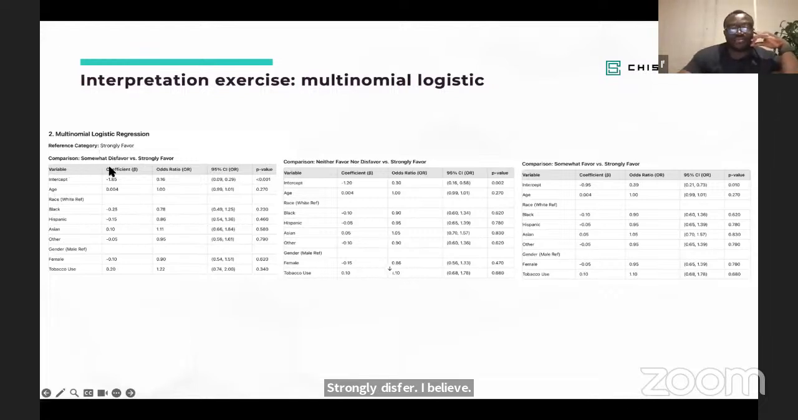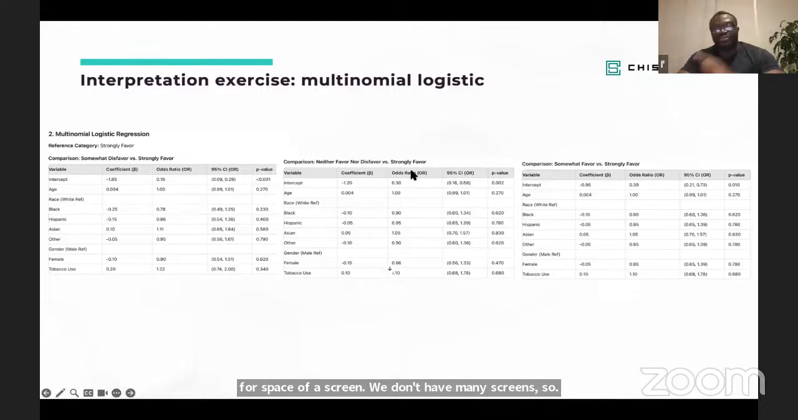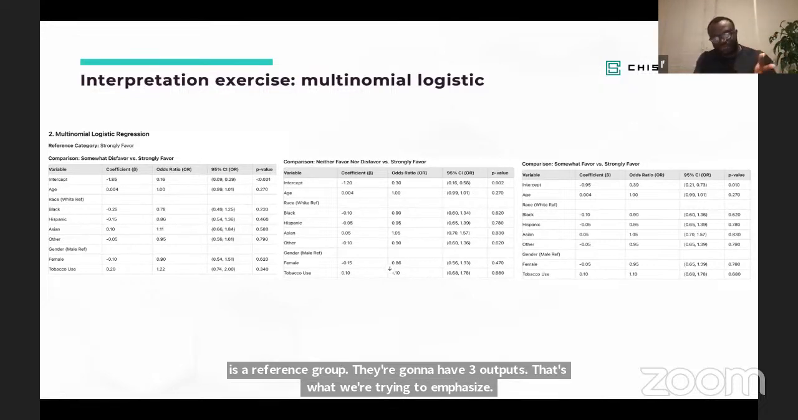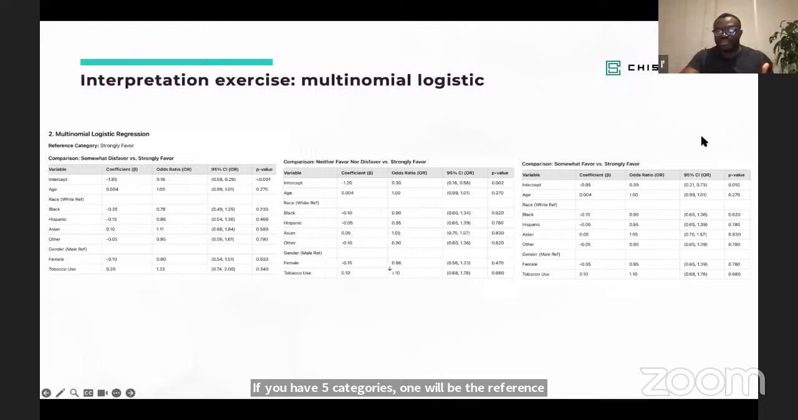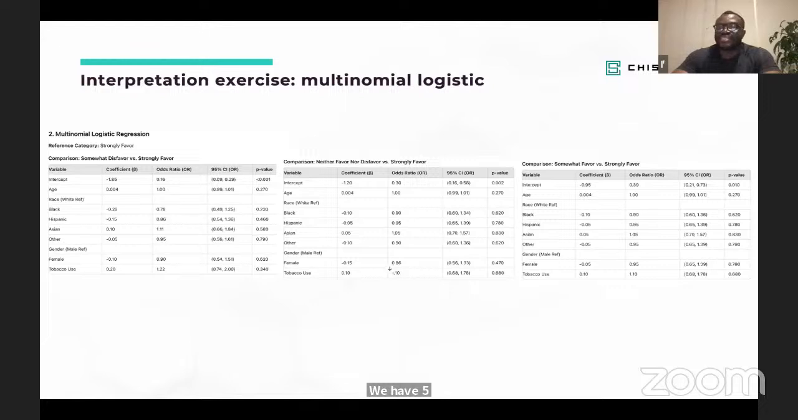So the point here is that I just decided to display 3 tables for space on the screen. We don't want to have many screens. If you have 4 groups, one is a reference group, so you're going to have 3 outputs. If you have 5 categories, one will be the reference group, so you're going to have 4 outputs, right? If we had enough space here, we would have had 4 different outputs. This is how results from a multinomial logistic regression will look.